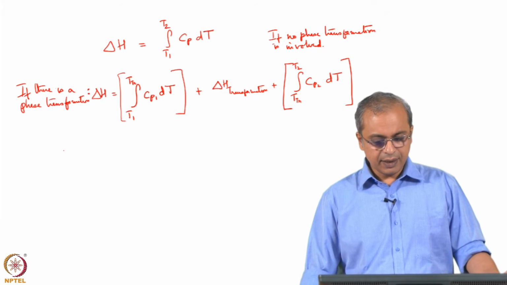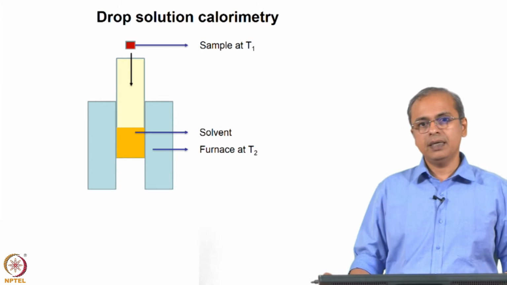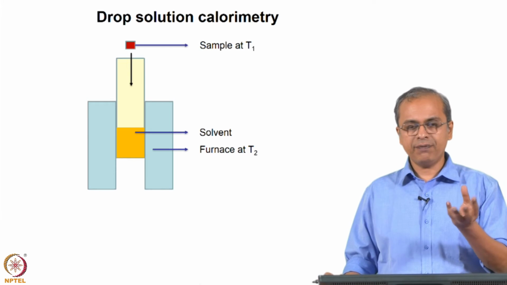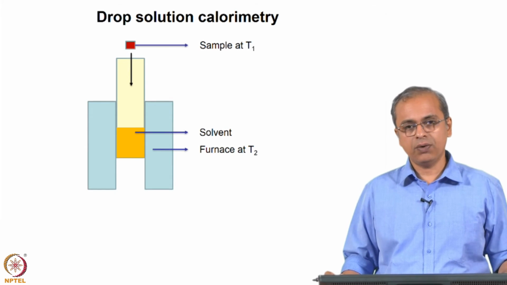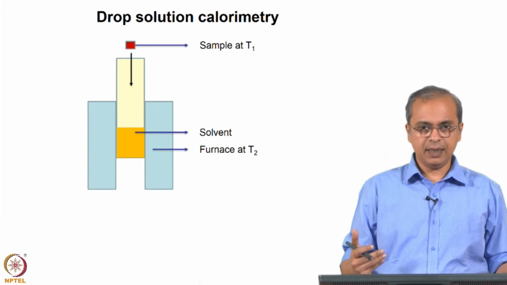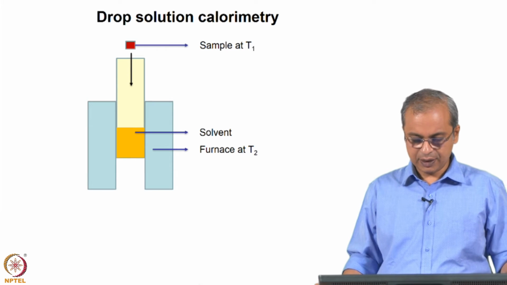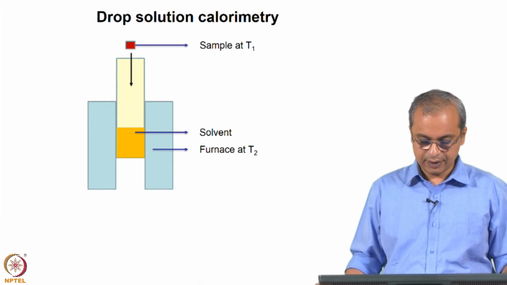There is another version of this which is called a drop solution calorimeter, where we have some high temperature solvent into which we put a tiny quantity of some other material, which now not only reaches the temperature T2, it also goes into solution at the temperature T2.